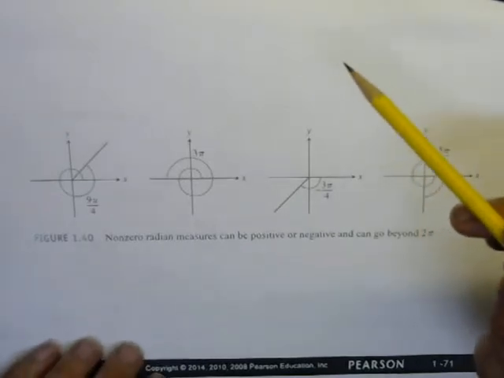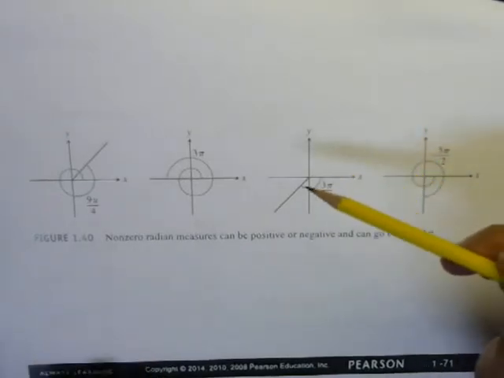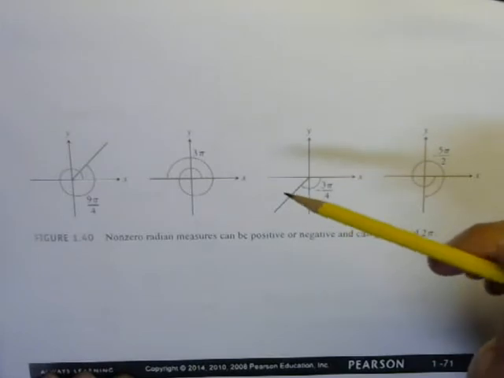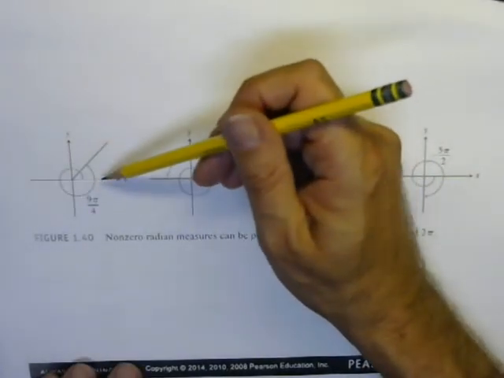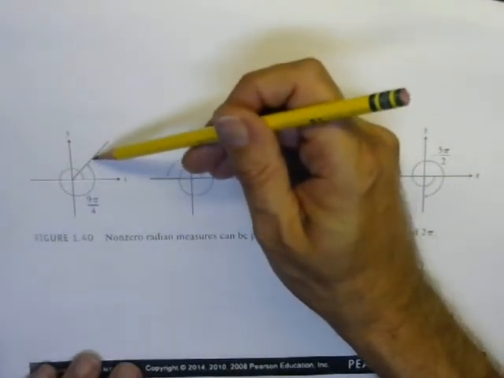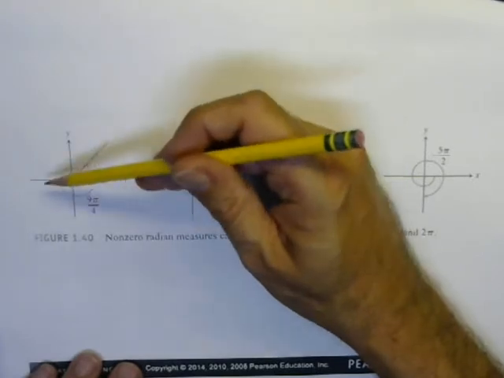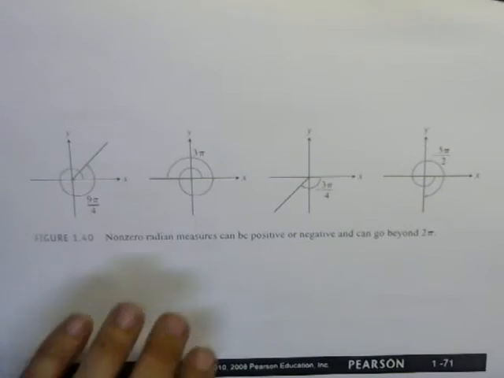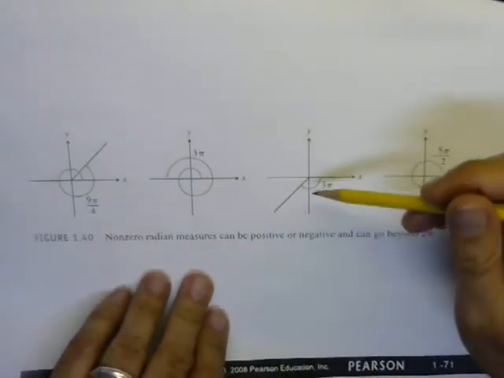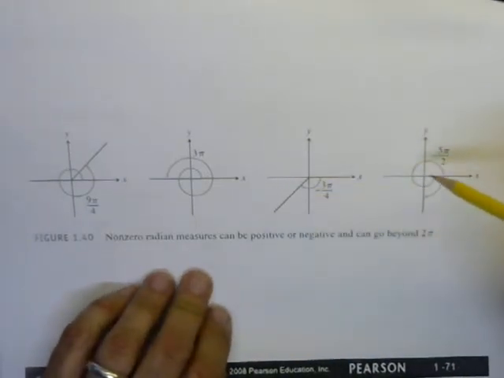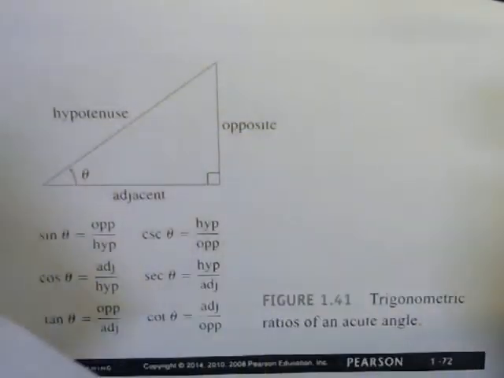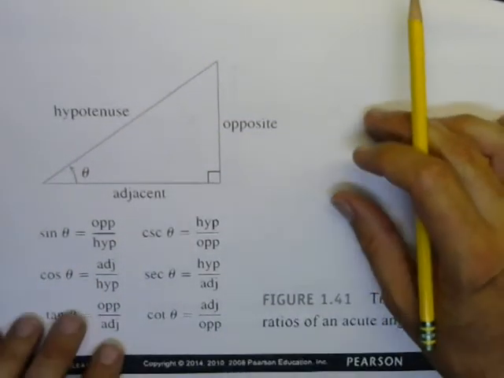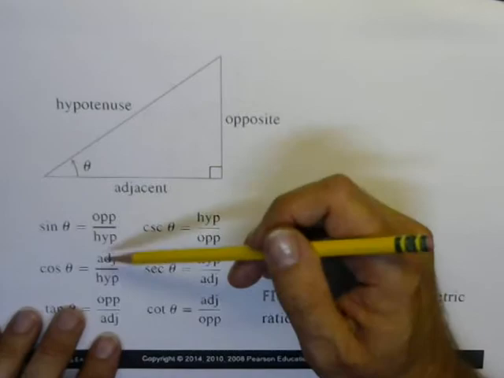Remember also that you can have several different angle measures that will wind up at the same spot. So for example, you could go around pi fourths, but if you go around 9 pi fourths, right, that will also land you at the same spot. And remember, angle measures can be 0, or it can be negative, and you can go around the circle more than once.